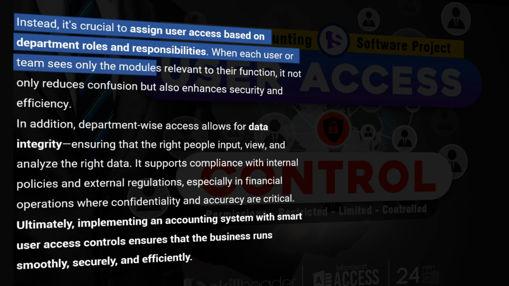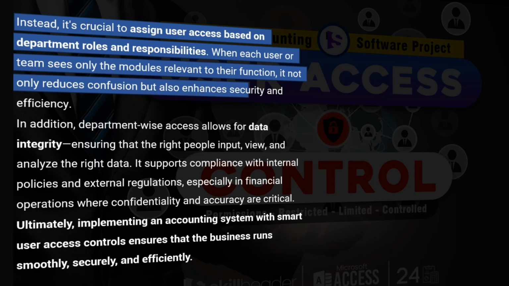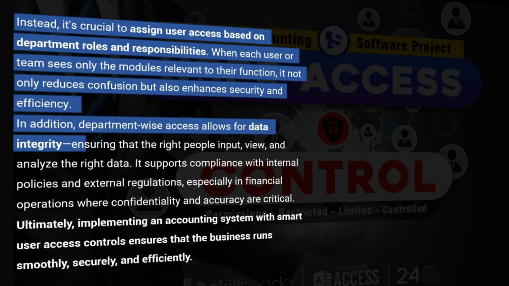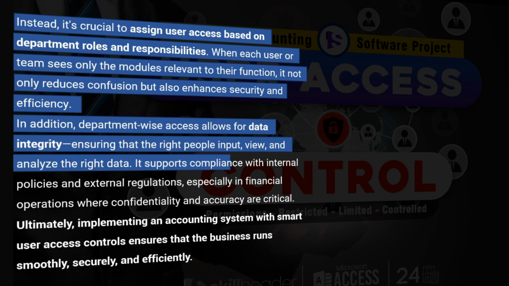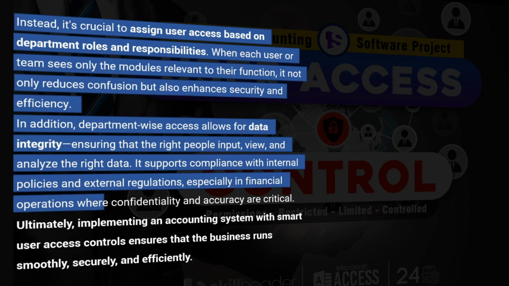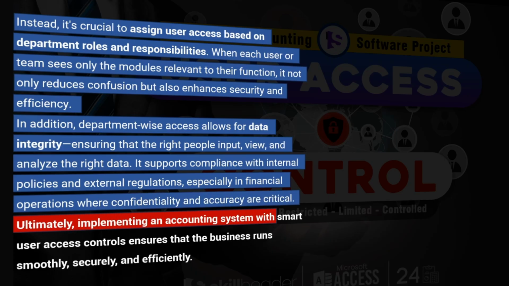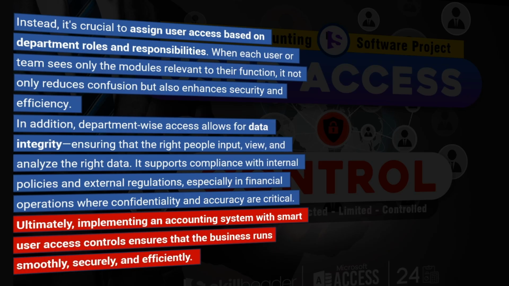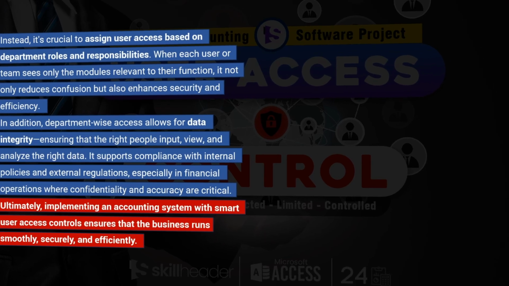When each user or team sees only the modules relevant to their function, it not only reduces confusion but also enhances security and efficiency. In addition, department-wise access allows for data integrity, ensuring that the right people input, view, and analyze the right data. It supports compliance with internal policies and external regulations, especially in financial operations where confidentiality and accuracy are critical. Ultimately, implementing an accounting system with smart user access controls ensures that the business runs smoothly, securely, and efficiently. How will it happen from a single master business accounting application?